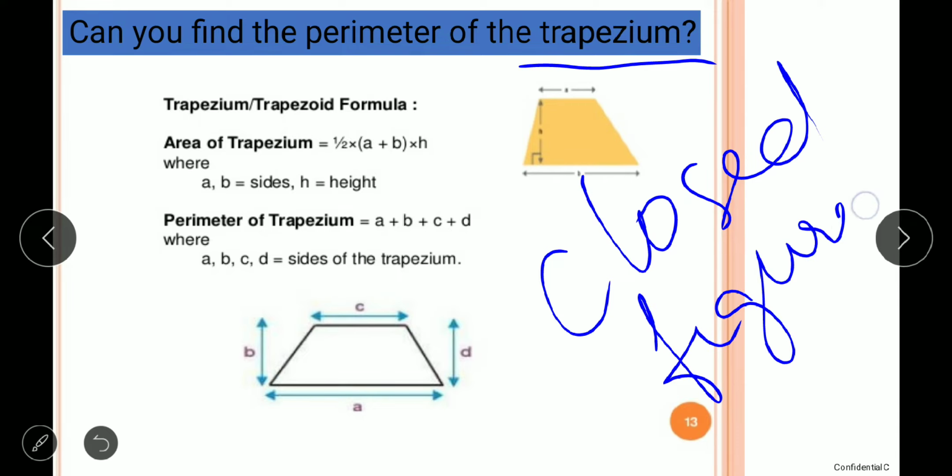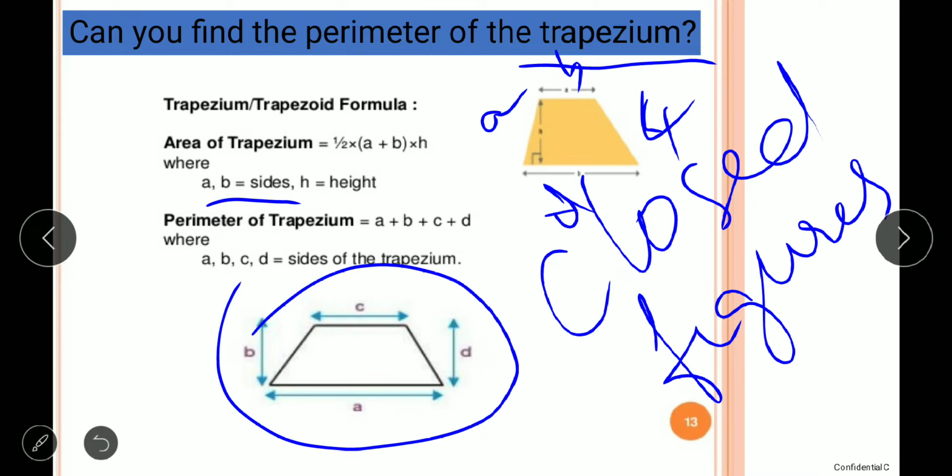Okay, so once we know the values of all the four sides, as it is a quadrilateral, all the four sides we need to add to find the perimeter. So if you take this as A, B, C, D, add up all the four sides to know the perimeter. That's it. So area of a trapezium we know is 1 by 2 into A plus B into height. A and B are the parallel sides and h is the height. Here A, B, C, D are all sides. So when you add all these four sides, we will get the perimeter of the trapezium. Yes, we can find the perimeter of the trapezium.